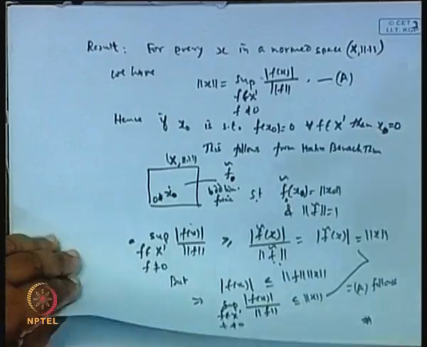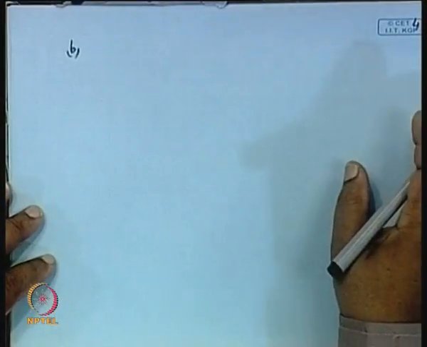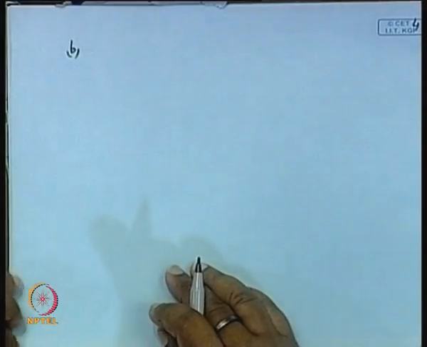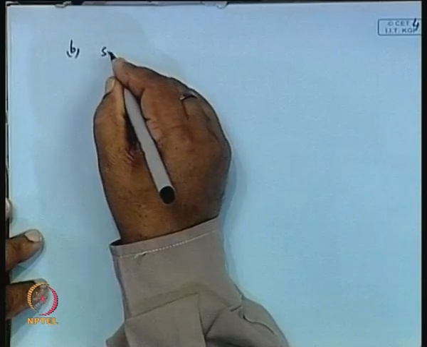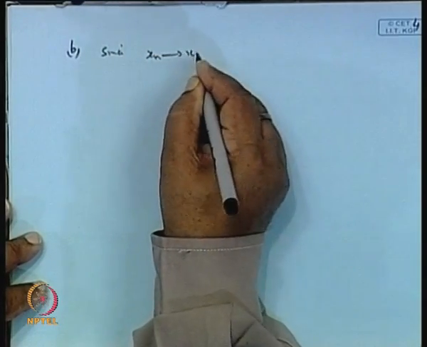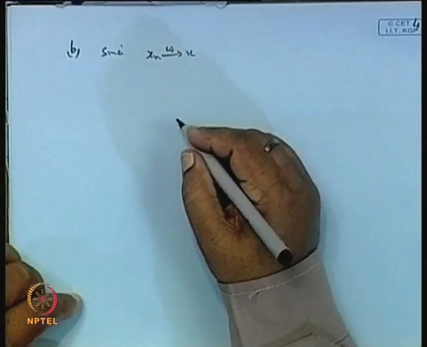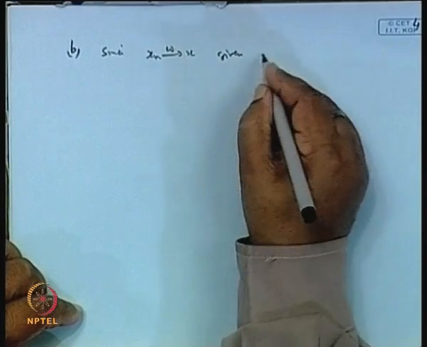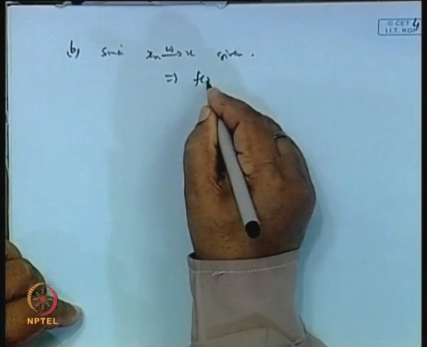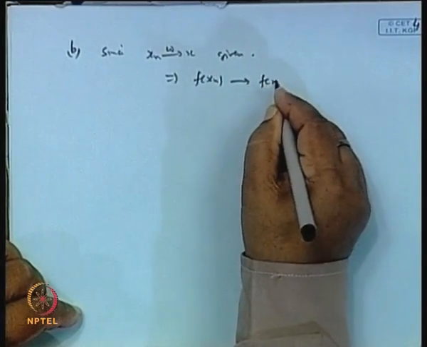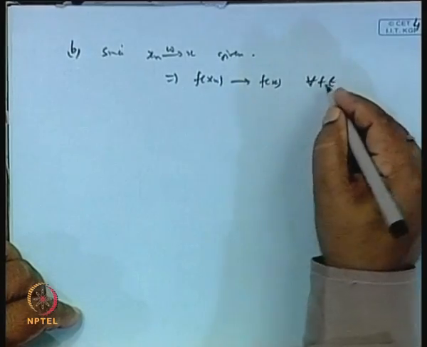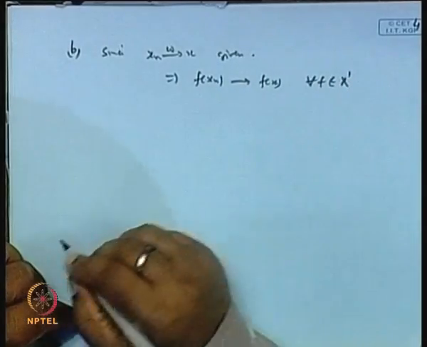So, part A is true. Second part, proof of this: every subsequence x_n converges weakly to the same limit x. Now, this follows here since x_n converges to x weakly, this is given. So, this implies that f of x_n converges to f of x for every f belongs to X dash.